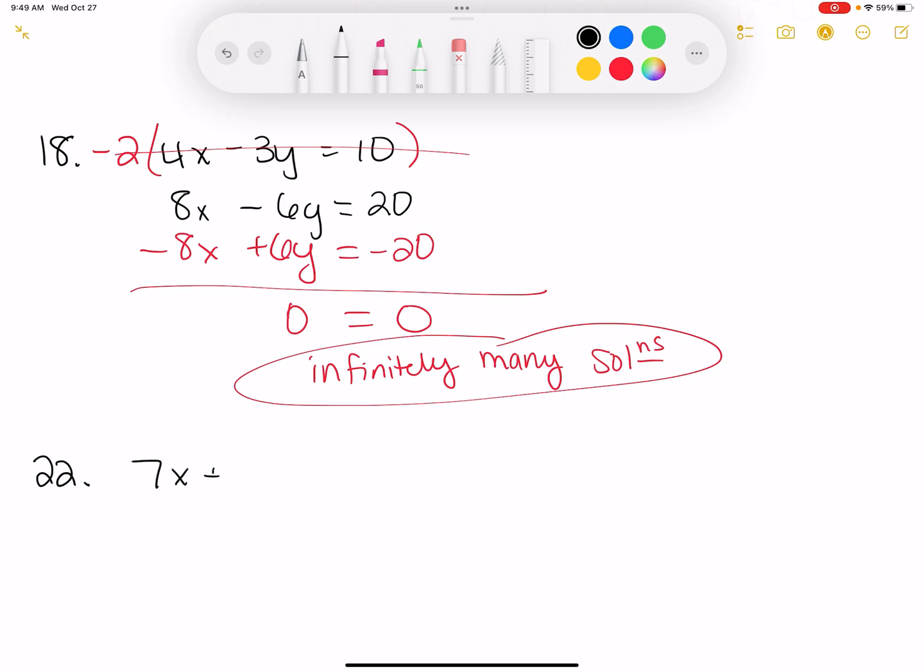Problem 22: 7x plus 2y equals 11, and negative 2x plus 3y is equal to 29.